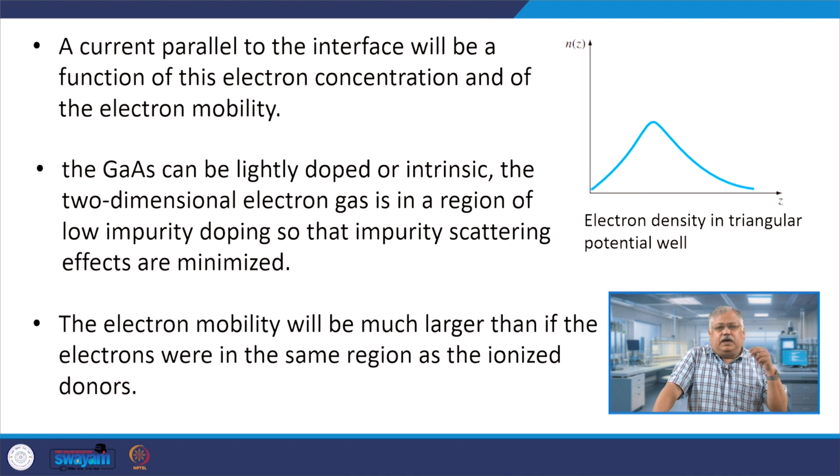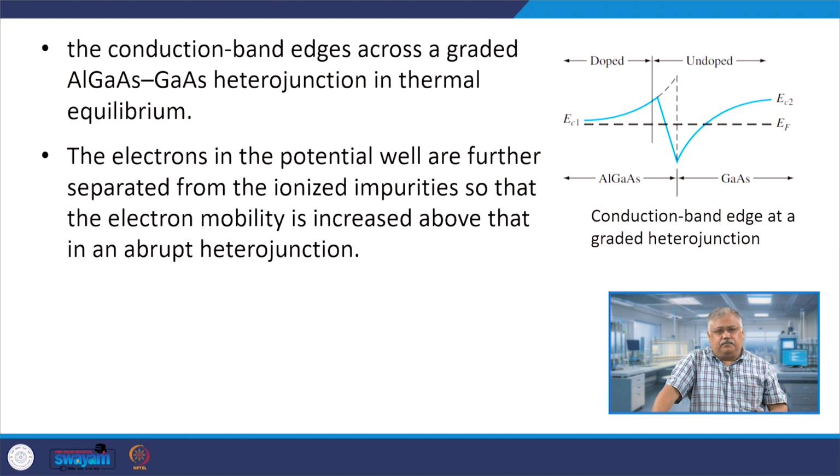So, the reason here is that since the doping concentration is very low on the gallium arsenide side, impurity scatterings are minimized, mobilities are very high, the currents are also very high in the direction parallel to the interface, right.